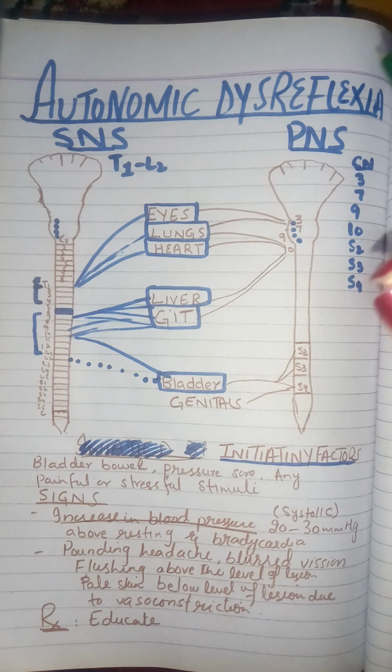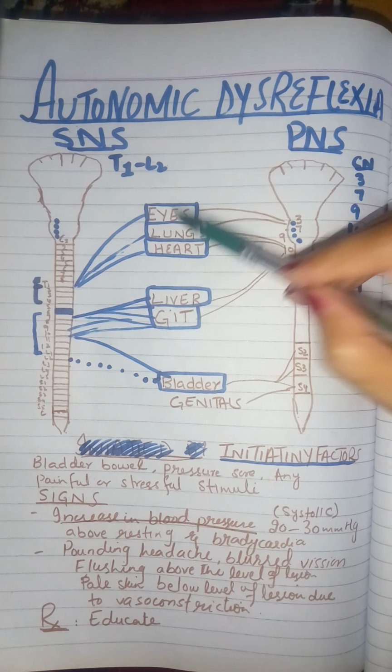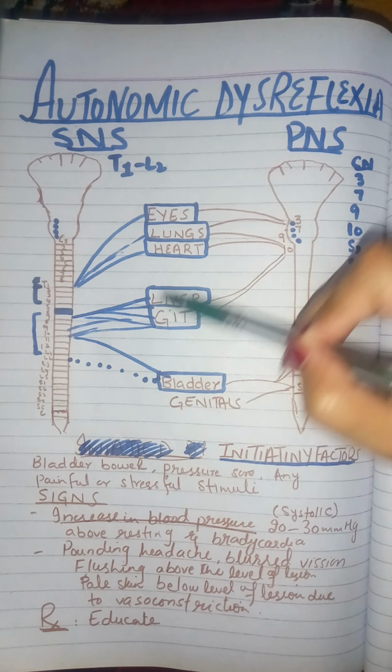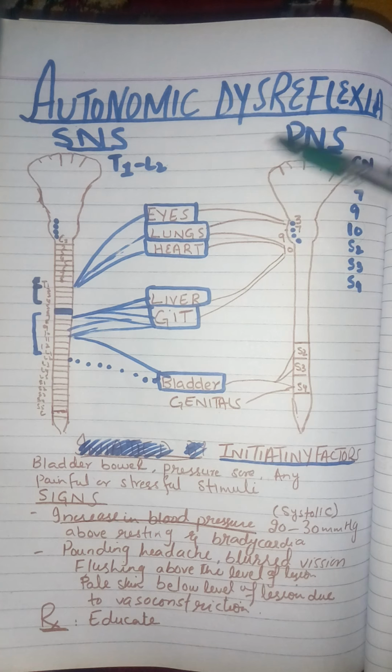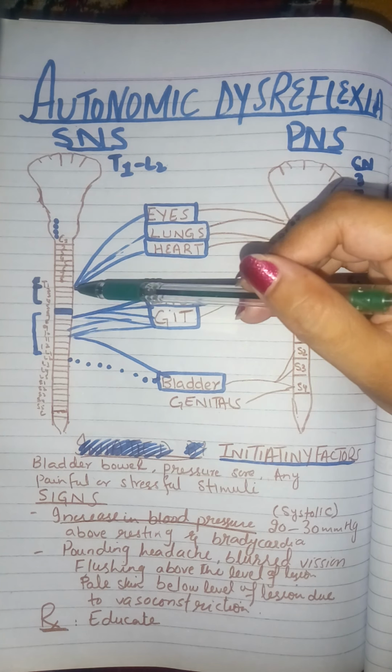That means it inhibits the sympathetic nervous system from dilating the eyes and dilating the bronchi and increasing the heart rate and increasing the blood pressure of all these organs. The parasympathetic nervous system stops or slows down the sympathetic nervous system.